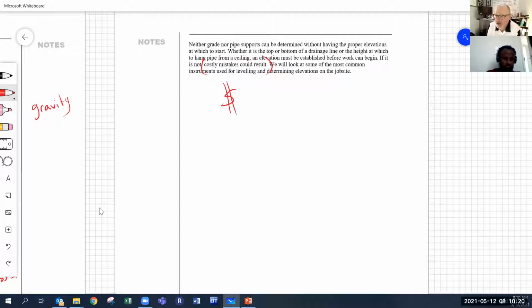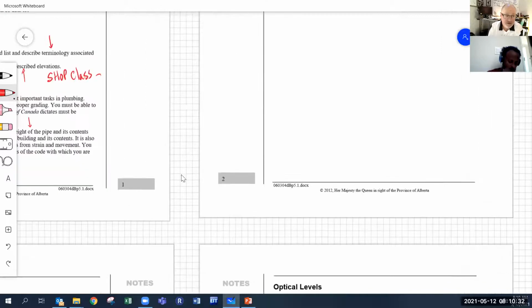This is why we're here. We're here because we need to make money. We don't want to lose money. So this is super important, not only to us, but to your boss. All right.